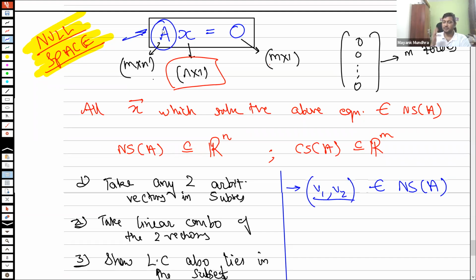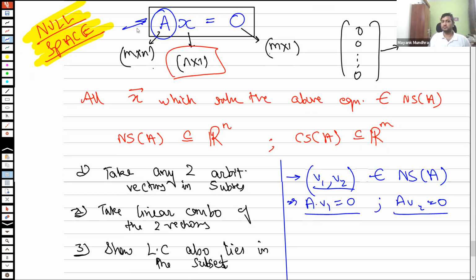Just focus on this equation. This is the only equation you get to work on. So A times V1 must be equal to 0 and A times V2 must be equal to 0. These two properties need to be true. V1 and V2 are in the null space. What is the definition of null space? A null space is a vector such that AX equals 0. All X vectors which solve the above equation belong to the null space.